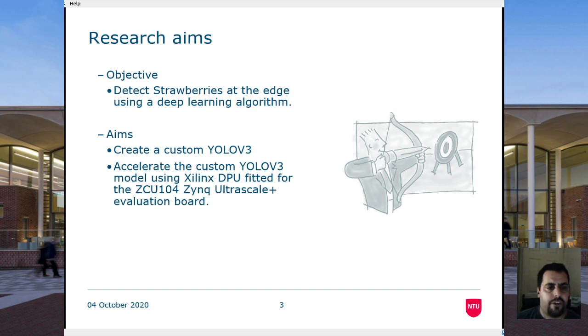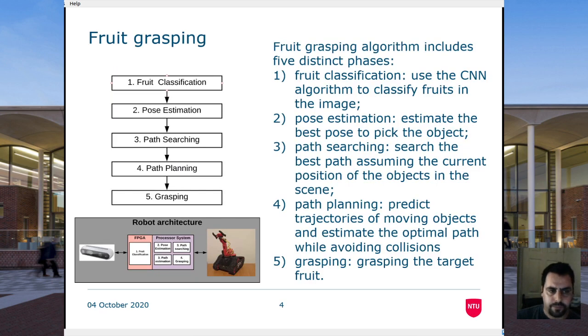In terms of research aims, our objective is to detect strawberries at the edge using a deep learning algorithm. And in terms of aims, it is to create a custom YOLO version 3 algorithm and accelerate the custom YOLO version 3 model using a Xilinx DPU fitted for the ZCU104 Zynq UltraScale evaluation board.